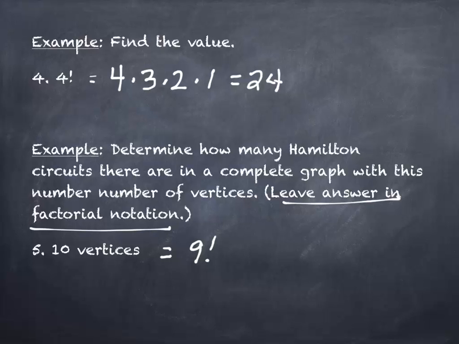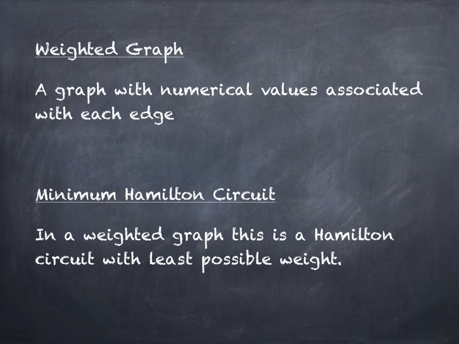All right, let's pause this. See, I told you it was all there, right? Okay, so this is 9 factorial. If there's 10 vertices, there's 9 factorial. So we're going to do an example in a second of this, but we need to have a little bit more under our belt as to why it matters. So the next item we're going to have a discussion of is what a weighted graph is. A weighted graph is simply a graph with numerical values associated with each edge.